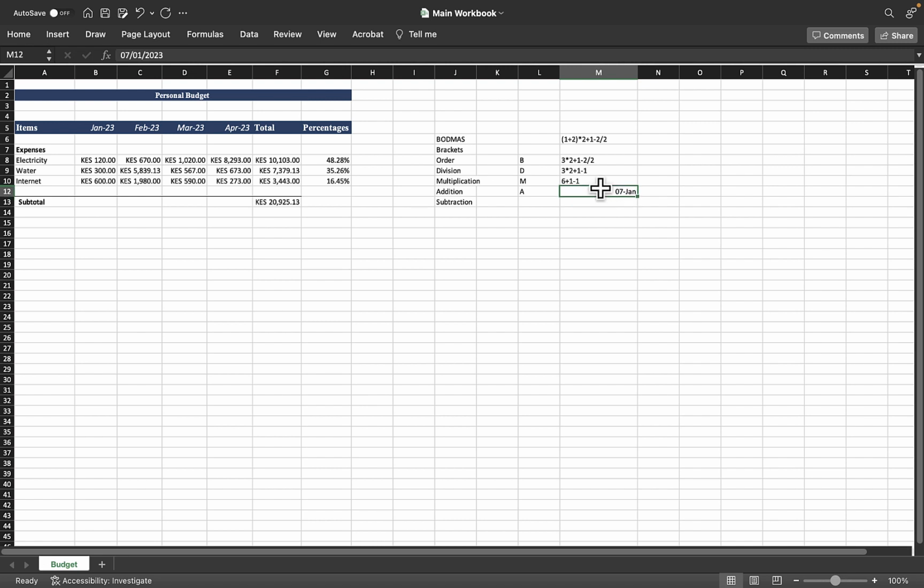If you type 7-1, Excel thinks you're saying 7th of January. The last one is subtraction. So 7 minus 1, the answer is 6. So the answer of this kind of calculation should be 6.